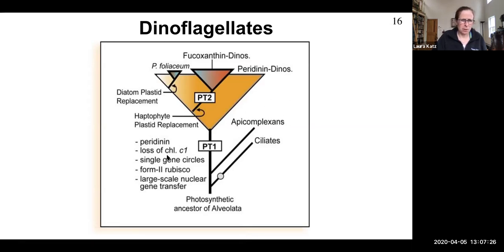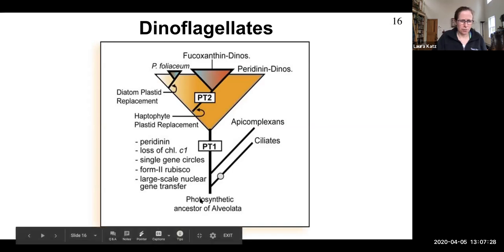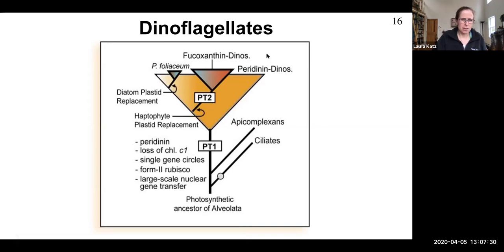We'll come to apicomplexans in a bit. Under this model, at the base of all dinoflagellates, they gained peridinin, lost chlorophyll C, weird genomes, weird rubisco. We know that there was a haptophyte replacement in dinos, a diatom replacement, and really complex history within here.